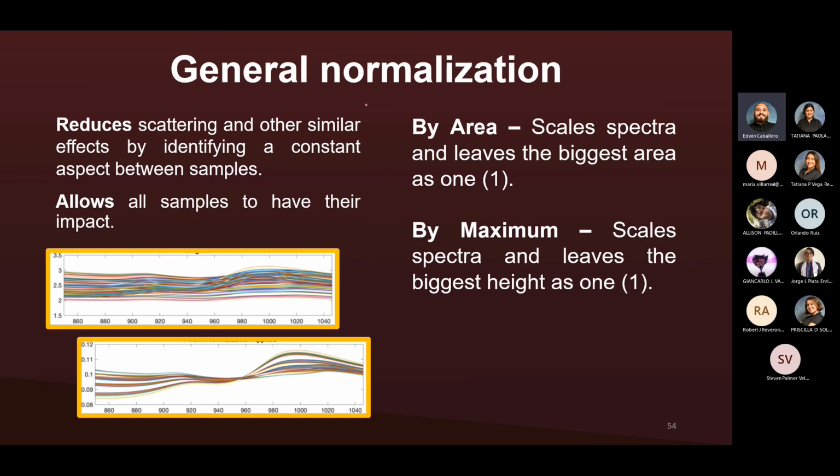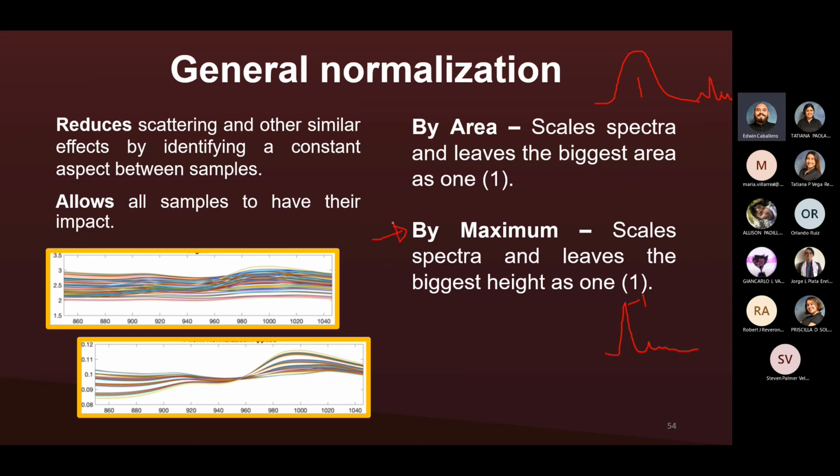Now, there are other types of normalizations that we do. Normally, the ones we use is one where the biggest area, we basically scale it to 1, and then the other peaks of your spectra will be proportional to that specific area that was the biggest. The other one is the maximum, where you have a specific peak that is the biggest of them all, and that's going to equal a height of 1. And then the other peaks are proportional to that specific one.